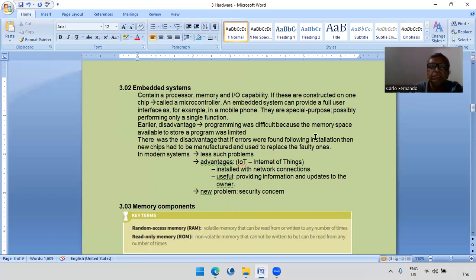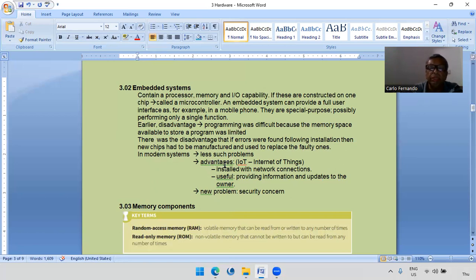But nowadays, it's not there. Then new chips had to be used to replace the faulty one. In modern systems, there are fewer such problems. Those are not very common.